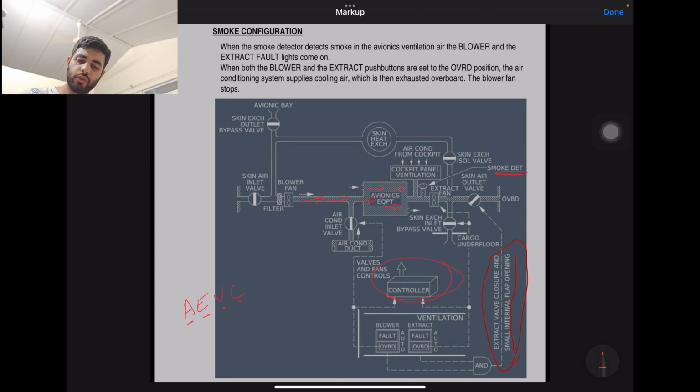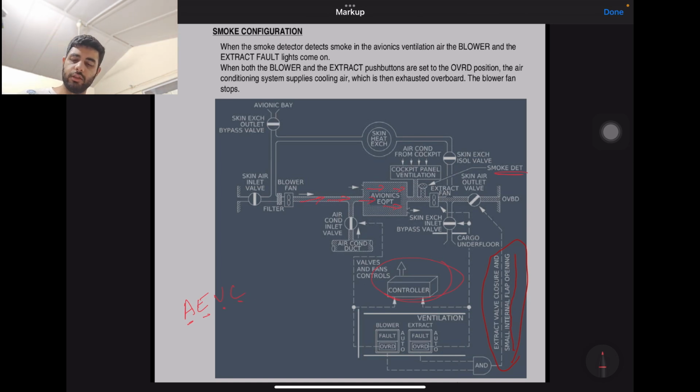So again you will be pressing both the push buttons. Again, the blower fan will stop, the extractor fan will go on, and the skin air outlet valve will allow a little air to go overboard. It makes sure you have a slight fuel penalty because you're using air conditioning air continuously, but you have your avionics equipment cooled.